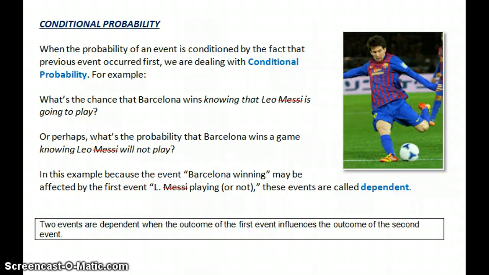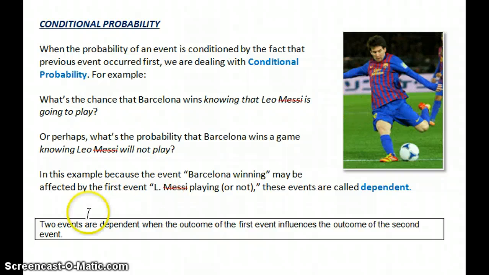Sometimes we have an event and we want to find the probability for such an event to happen, but that event is conditioned, or affected, by the fact that a previous event may have taken place. This is called conditional probability. For example, what is the chance that Barcelona wins knowing that Leo Messi is going to play? Or perhaps, what's the probability that Barcelona wins a game knowing that Leo Messi will not play this time?